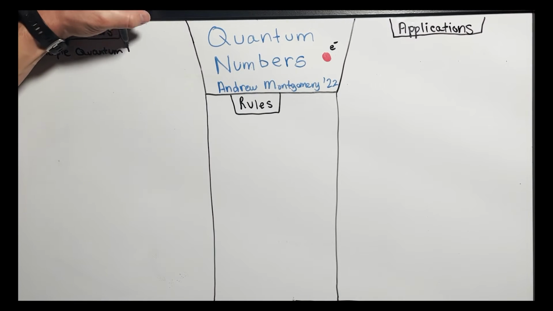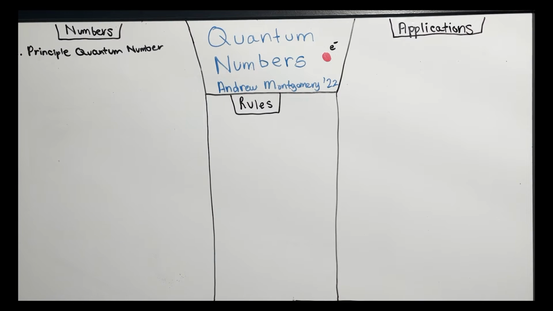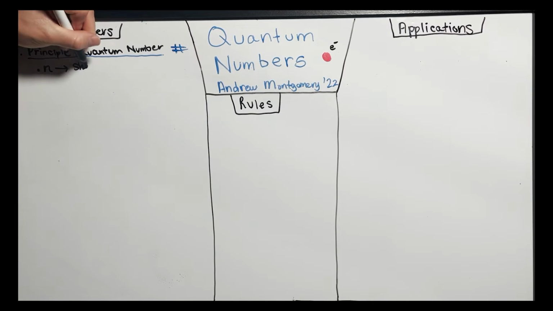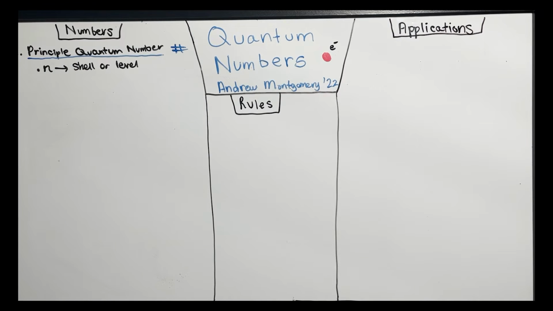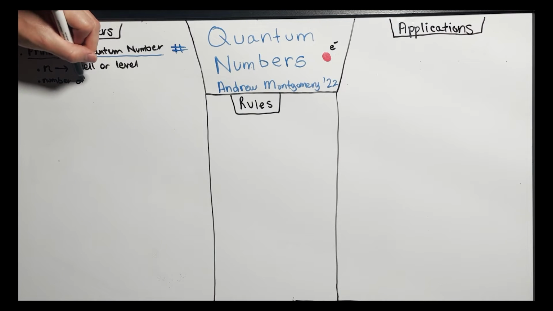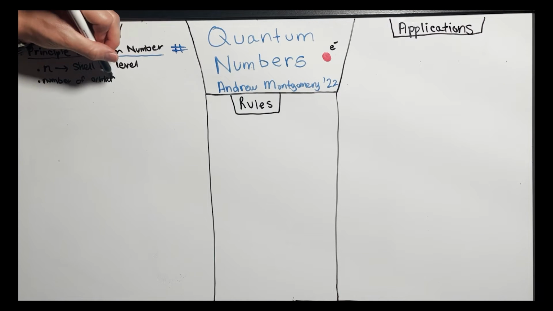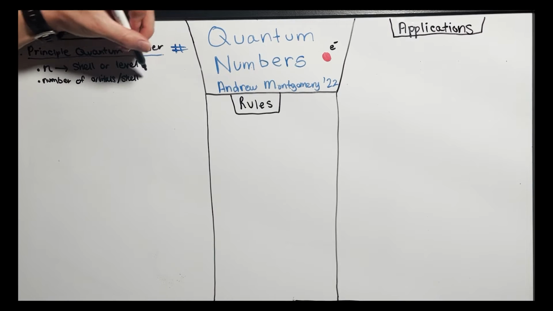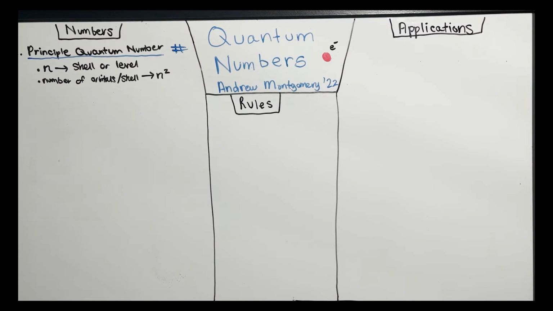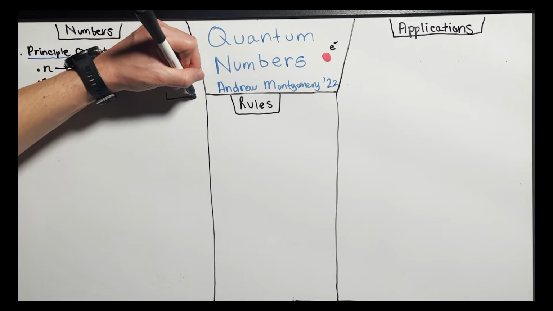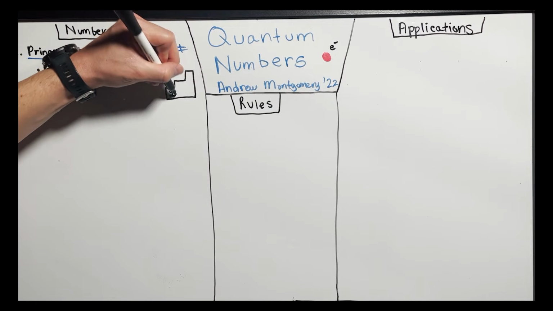The first number is the principal quantum number. It is represented by the letter N and signifies the shell or level. All orbitals with the same value for N are in the same level or shell, and the total number of orbitals in a level is found by the equation N squared. The lower levels are of lower energy, so it's like a staircase, 1, 2, and 3, moving to higher energy levels.